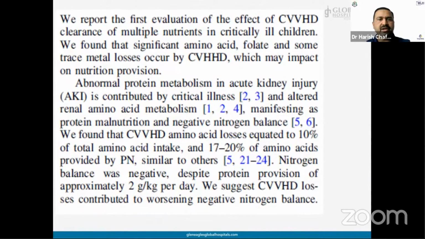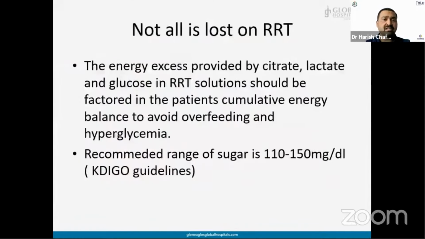Abnormal protein metabolism in acute kidney injury is contributed to by critical illness, and altered renal amino acid metabolism is manifested as protein malnutrition and negative nitrogen balance. They found that CVVHD amino acid losses equated to 10% of total amino acid intake, and this mammoth loss happens even when 70 to 80% of amino acids are provided by parenteral nutrition. So you are supplementing less and there are losses ongoing. Nitrogen balance was negative despite protein provision of approximately 2 grams per kg per day, suggesting that CVVHD losses contributed to worsening negative nitrogen balance, and that is what was reported in this paper.